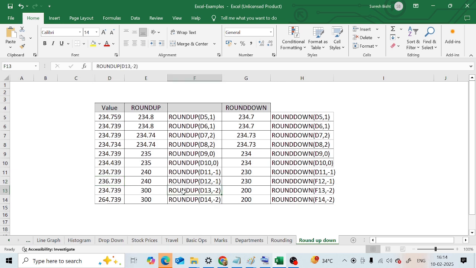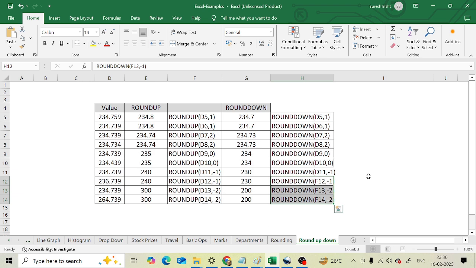Going to the next one. Now I'm rounding to minus 2 digits. Minus 2 means I'm rounding to the nearest 100 for both these examples. In that case 234.739 and 264.739 both will become 300 since you have used round up. And when you round down, 234 and 264 both will become 200, since round down rounds down to the nearest 100. So 264 will also become 200.